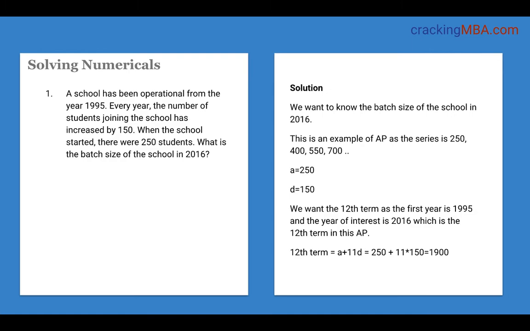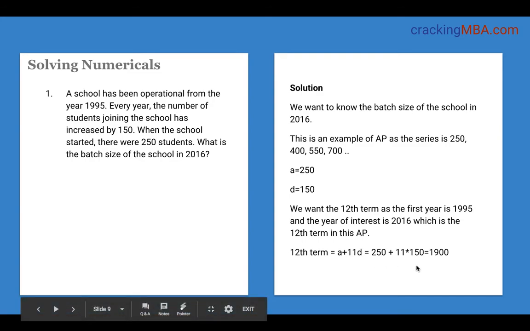This is an example of an AP as the series is 250 in 1995, 400 in 1996, 550 in 1997, and so on. We are interested in the 12th term because the first term is 1995 and the 12th term is 2016. Now you have a, now you have d. What is the 12th term? a plus 11d. Substituting it, we will get 1900. So this is how you can apply the concept of arithmetic progression in solving this kind of question.